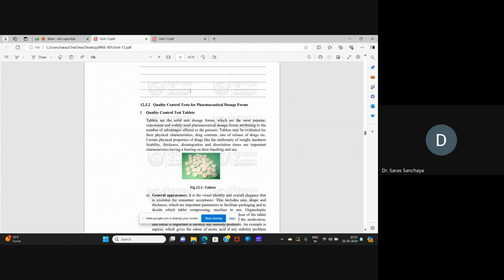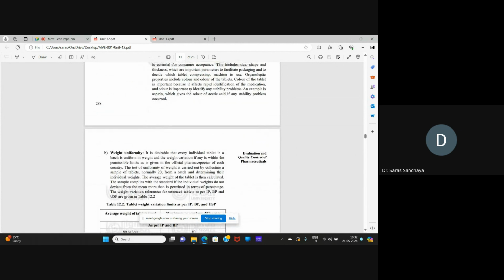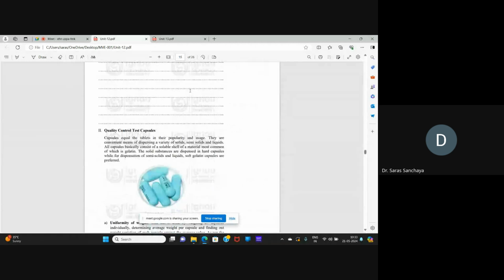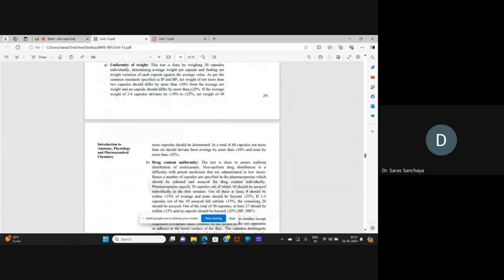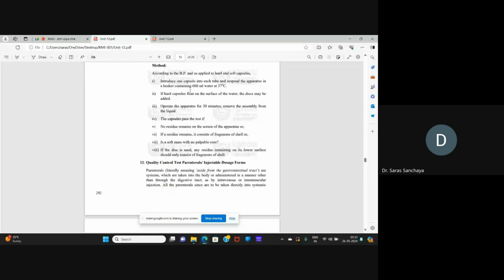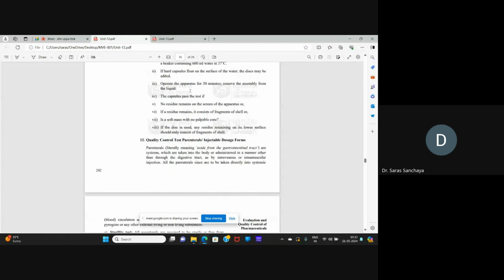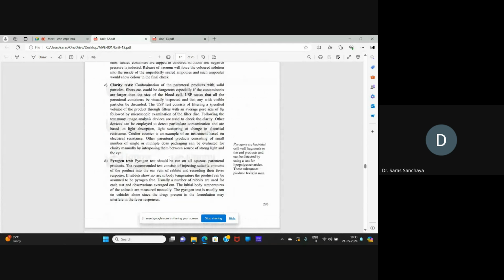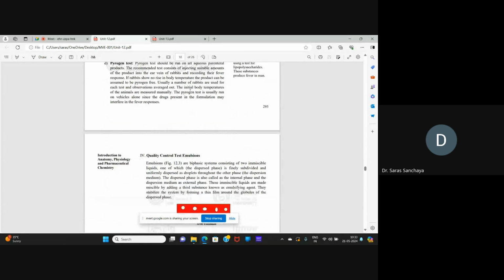Now we can check different pharmaceutical substances by various control tests like general appearance, weight uniformity, hardness, thickness, friability, meaning all the types of physical properties, and different tests like uniformity of weight, drug content uniformity, disintegration, quality control tests with parenteral or injectable dosage forms, sterility test, leaker test, clarity test, pyrogen test, quality control test of emulsions.